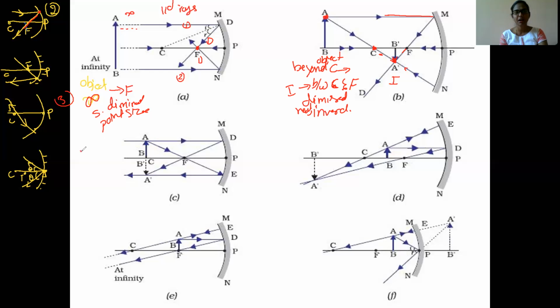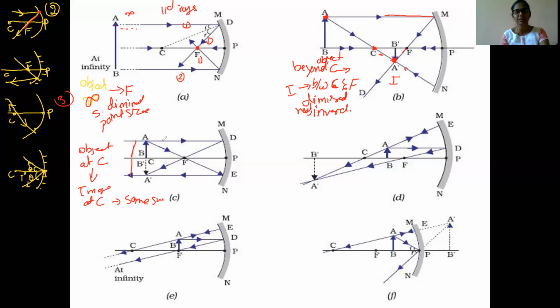When you place the object at C, you will get the image also at C only. Now the properties: same size. You can observe here, same size. Object size, how much is there? Image size, this distance is almost the same. Object size equals image size. That's why.